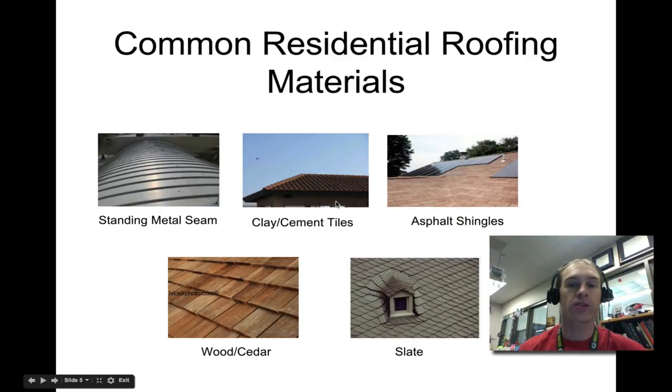So here's some different construction roofing materials. So please note this also. You have metal, clay or cement tiles, asphalt shingles. These are very common in our area, although we do see some clay and cement tiles. Wood or cedar shingles, and then slate. So probably the most common in our area are clay and asphalt.